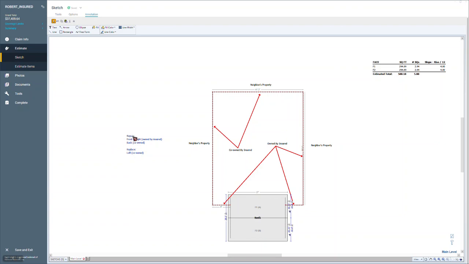But we're going to repair the front and right, which is owned by the insured. We're going to also repair the back, which is co-owned by the insured. And then we're going to replace the entire left run, which is co-owned by the insured. So let's talk about ownership.